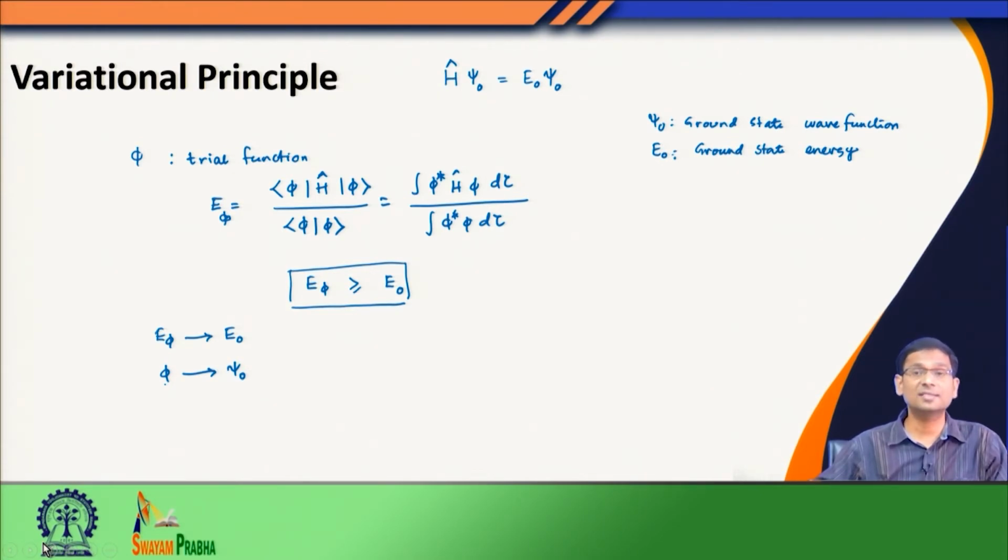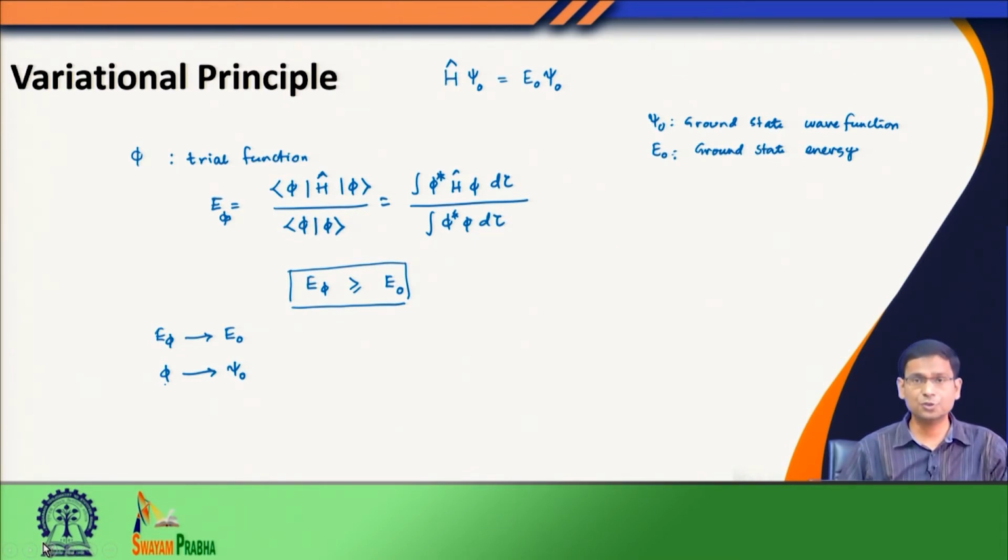So, when E phi is equal to E 0, to that limit, the guess or the trial function that we have taken is representative of the true ground state wave function psi 0. So, in the limit that E phi goes to E 0, our trial function phi becomes psi 0, the ground state function. This is what the variational principle told us.